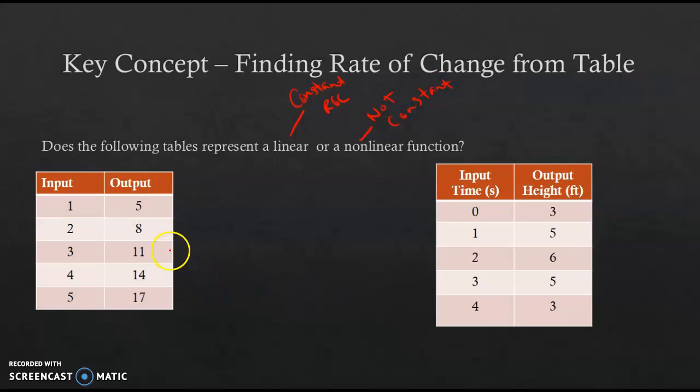And so we find rate of change by doing y minus y over x minus x, right? And so what we can do, and I always do the second point minus the first point, is 8 minus 5 is 3, and then 11 minus 8 is 3, and 14 minus 11 is 3, and 17 minus 14 is 3. So far so good. Our y's are all the same.